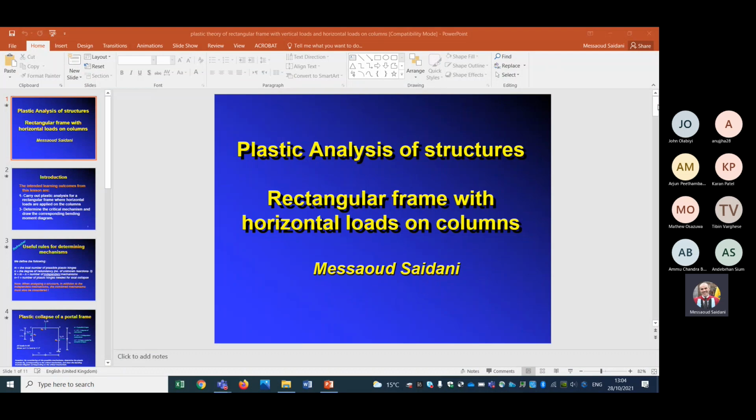consisting of a rectangular frame with horizontal loads on the columns. Just to show you the kind of extra collapse mechanisms that you get. I'm going to start the presentation mode to make it easy.